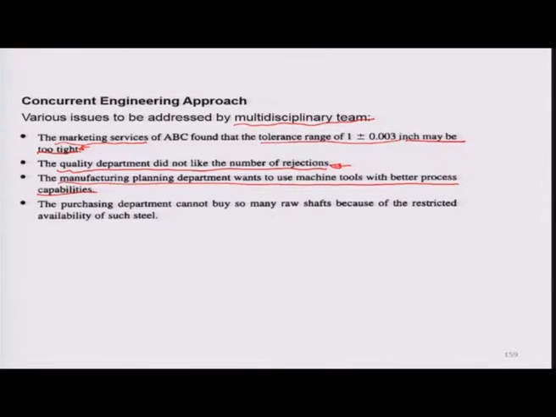And then finally the purchasing department gives a constraint that they cannot buy so many raw shafts because of the restricted availability of such steel. So it is obvious that if the scrap is reduced, then the total number of inputs would also be substantially reduced. In the serial engineering, for example, you saw that for every 1000 pieces you make, you waste about 465 pieces. Okay, so this is actually a very big number.